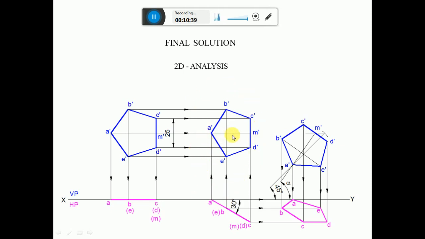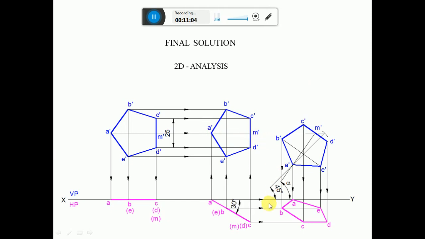Now the perpendicular bisector passing through the edge which is resting on VP is inclined at 45 degrees to HP. So that means he has given the true inclination, but once the surface is inclined to VP, the perpendicular bisector is also inclined to VP. So obviously you are going to get this perpendicular bisector as an apparent length.